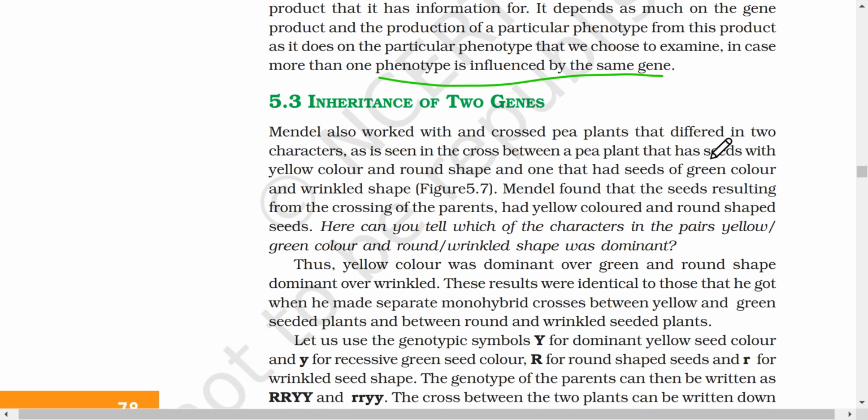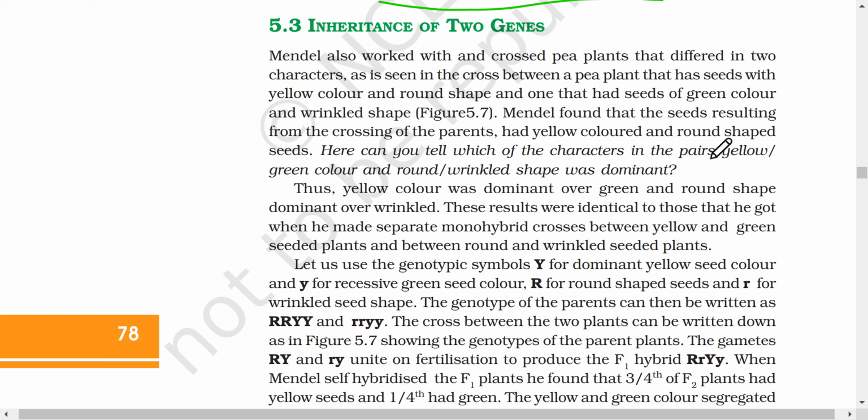Inheritance of two genes. अब हमारे dihybrid cross पे, ठीक. Mendel also worked with and crossed pea plants that differed in two characters, as is seen in the cross between a pea plant that has seeds with yellow color, round shape, one that had seeds of green color and wrinkled shape. Mendel found that the seeds resulting from the crossing of the parents had yellow colored and round shaped seeds.